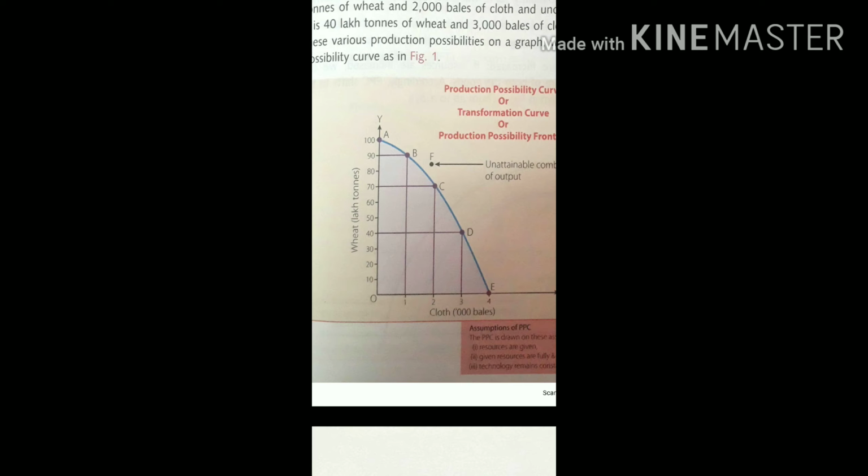Attainable and unattainable. Attainable is the production which lies within the boundary of the production possibility curve, that is an attainable combination of output. And the point which lies outside the boundary of the production possibility curve is an unattainable combination of output.